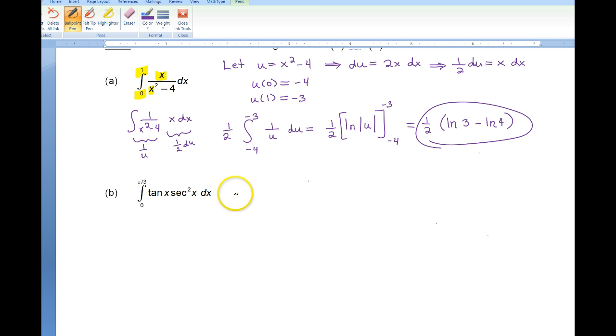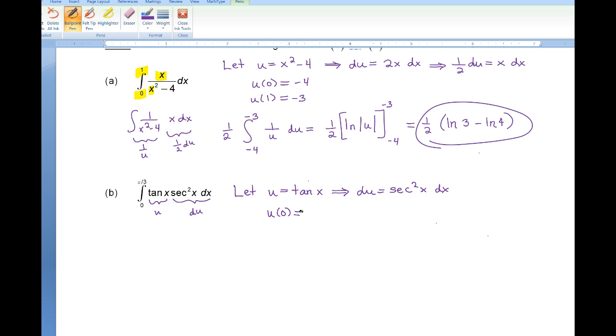This one's kind of tricky, so I'll get you started on this. What's u? It's actually going to be tangent, because what's the derivative? There you go. So this is u, and this is du. Nice thing here, we don't have to worry about compensation, we don't have any fractions to deal with. So let's change our bounds. 0 and pi over 3 go with x, but we want to change our bounds.